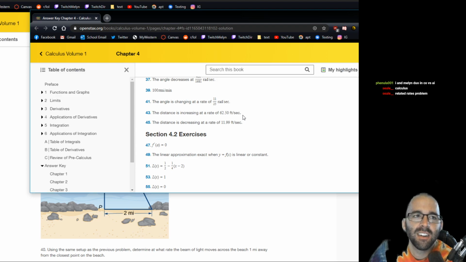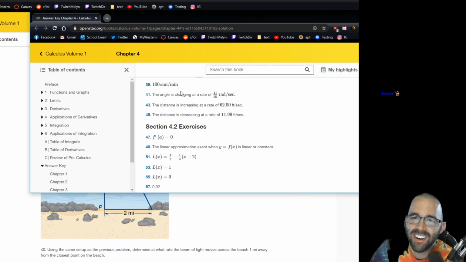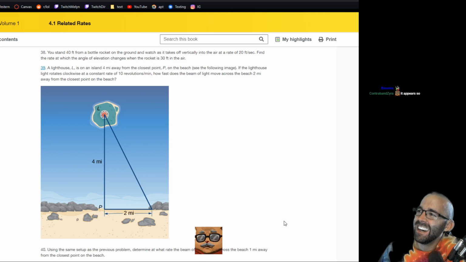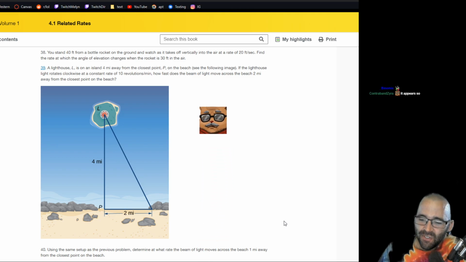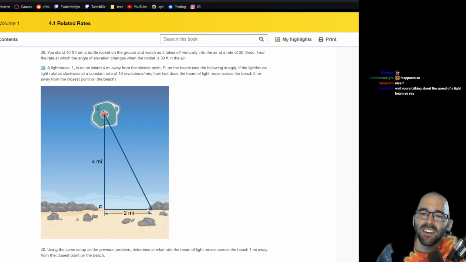What section are we on? 4.1. 100 pi miles a minute. That's what I had. Yeah, we were right. That's fast. But I mean, if you think about it, if the lighthouse is rotating every 6 seconds, the light's going to be moving pretty fast. 18,000 miles an hour, though? That's really booking it.